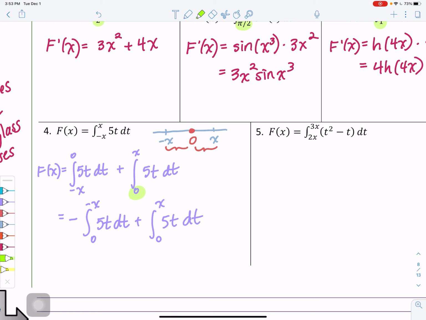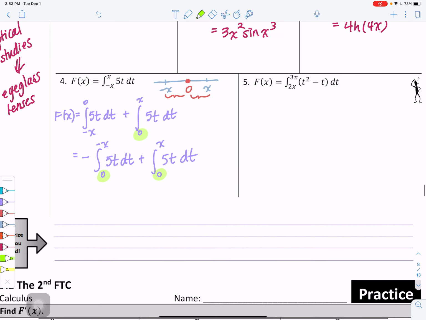Now, let's look at our lower limits of integration. They are both constants. So now we can go ahead and use FTOC2. Let's put that negative there, and we're going to take 5 times a negative x. And the derivative of negative x is negative 1. Plus, lower limit is a constant, upper limit is just x, so we don't have to use the chain rule, and we get 5x.